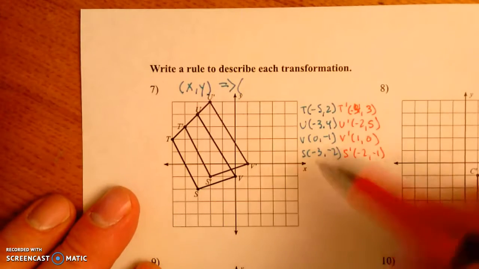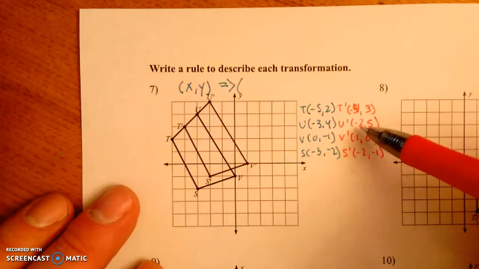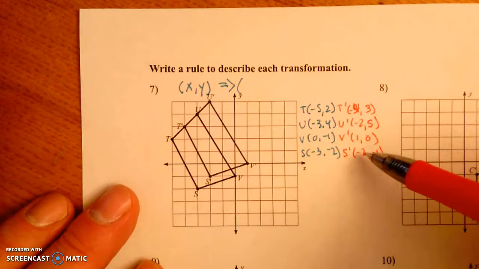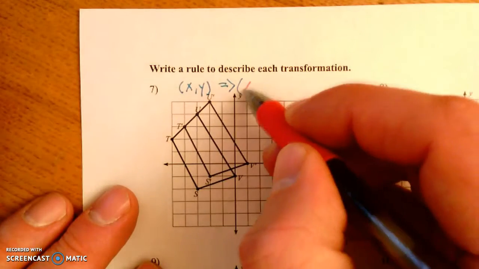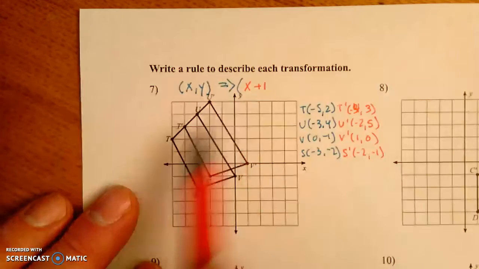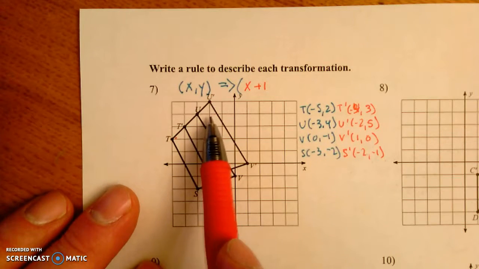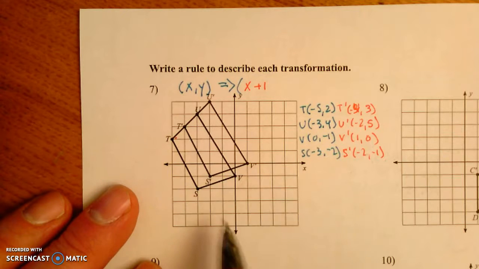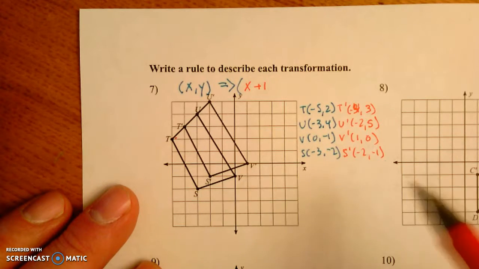Now, if we look at all the x-coordinates, -5 to -4, -3 to -2, 0 to 1, -3 to -2. Each x-coordinate, we added 1 to it. This corresponds, by the way, to T prime being one space forward from T, U prime one space forward from U, S prime one space forward from S, and V prime one space forward from V.